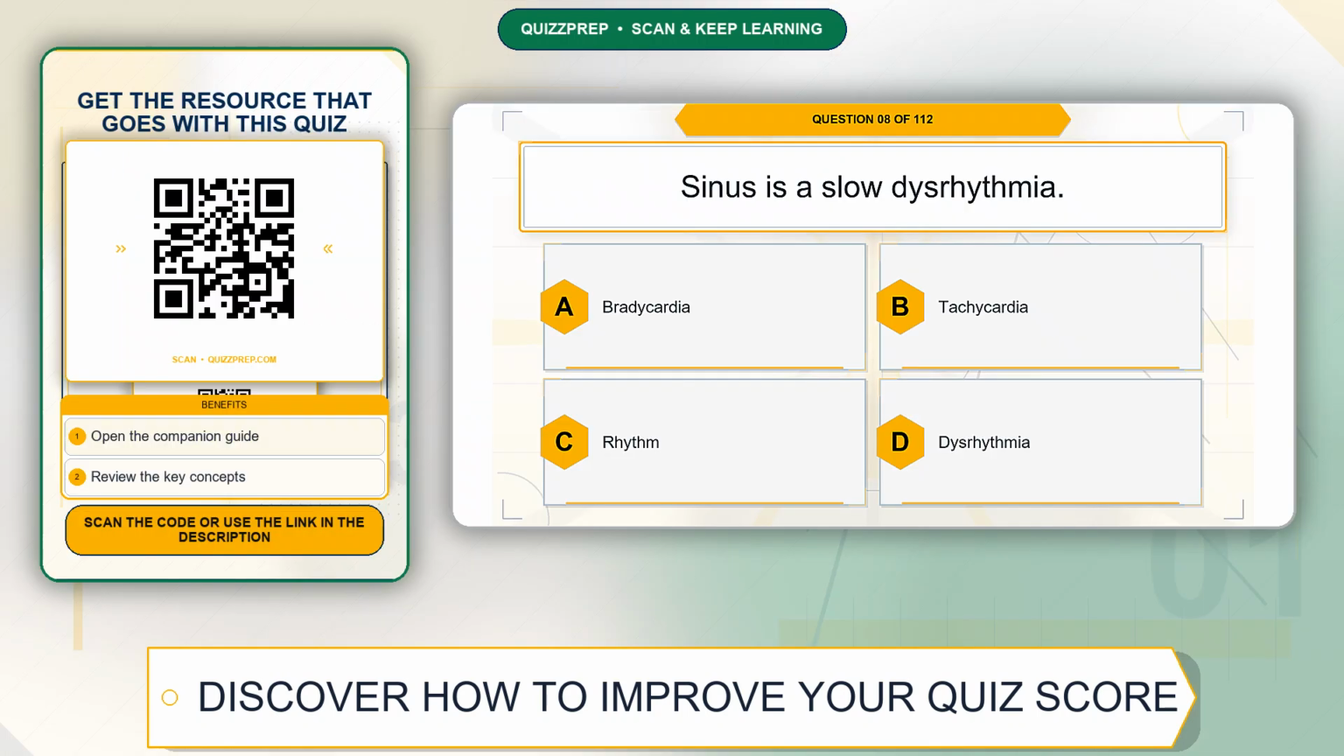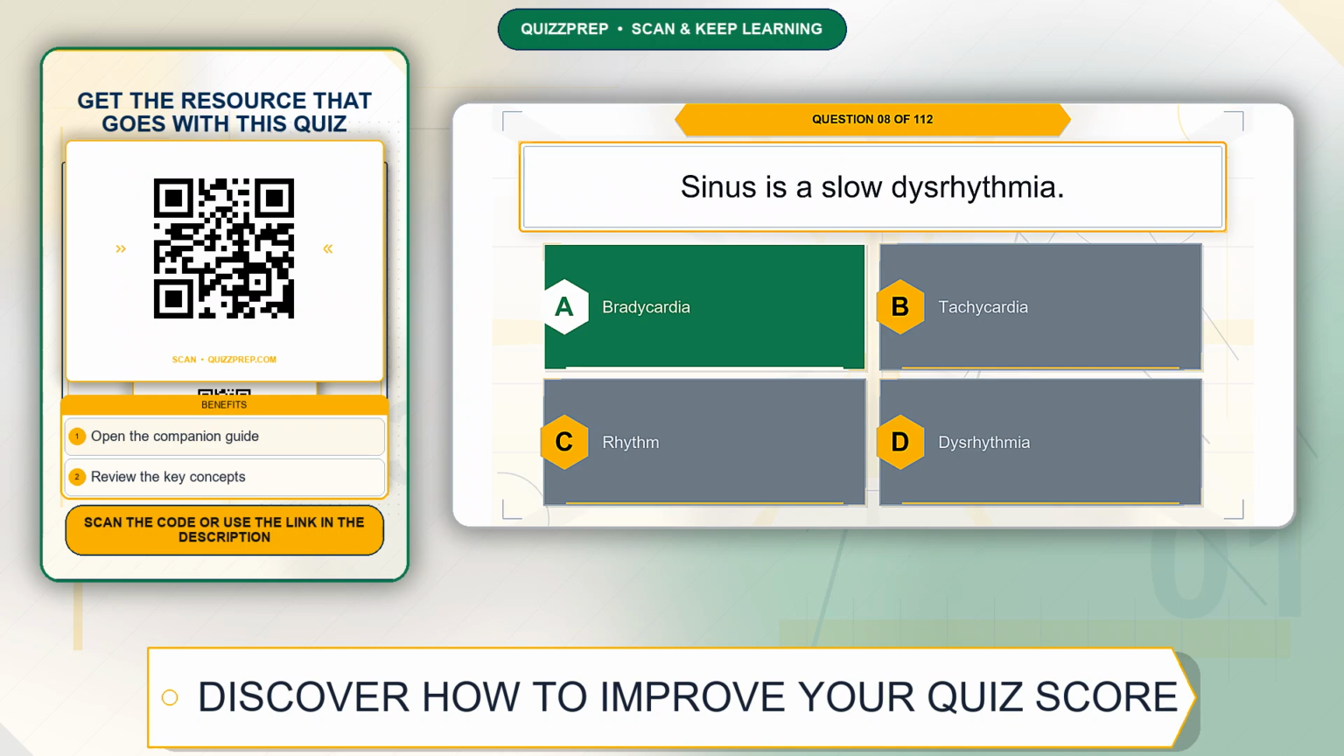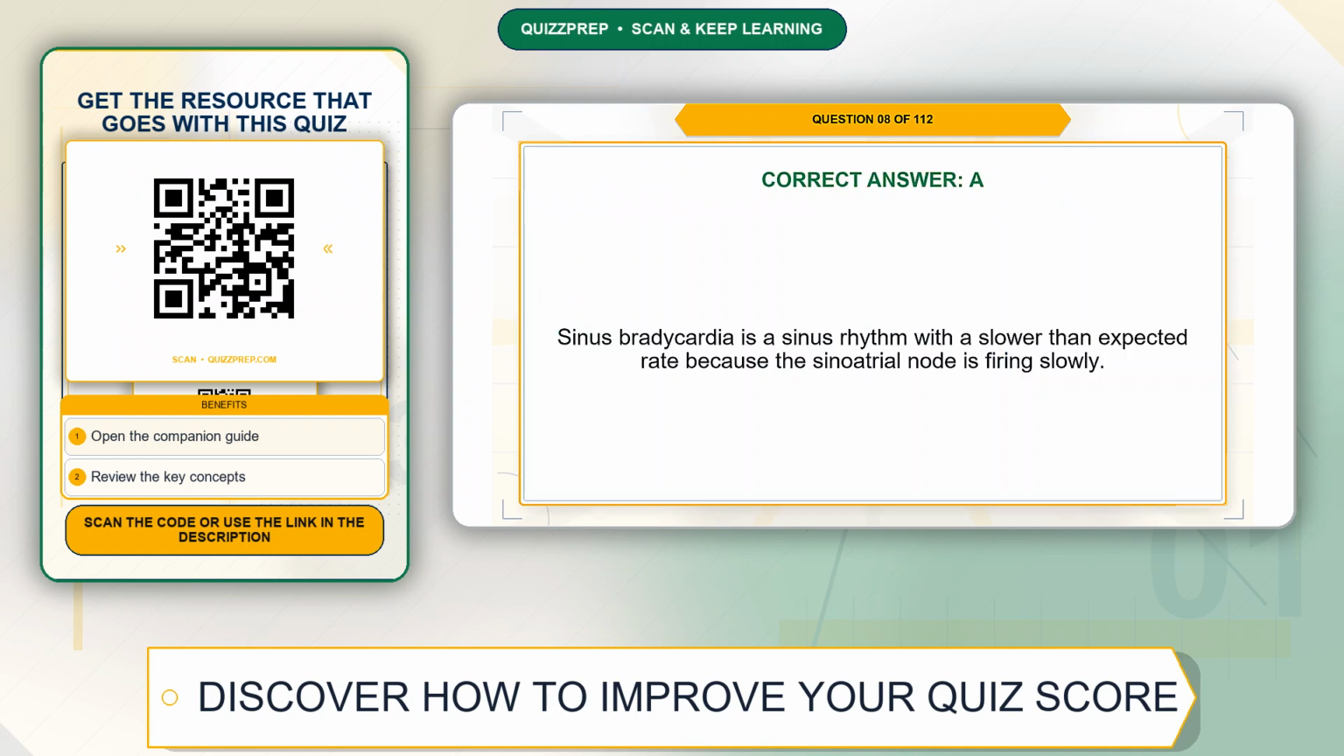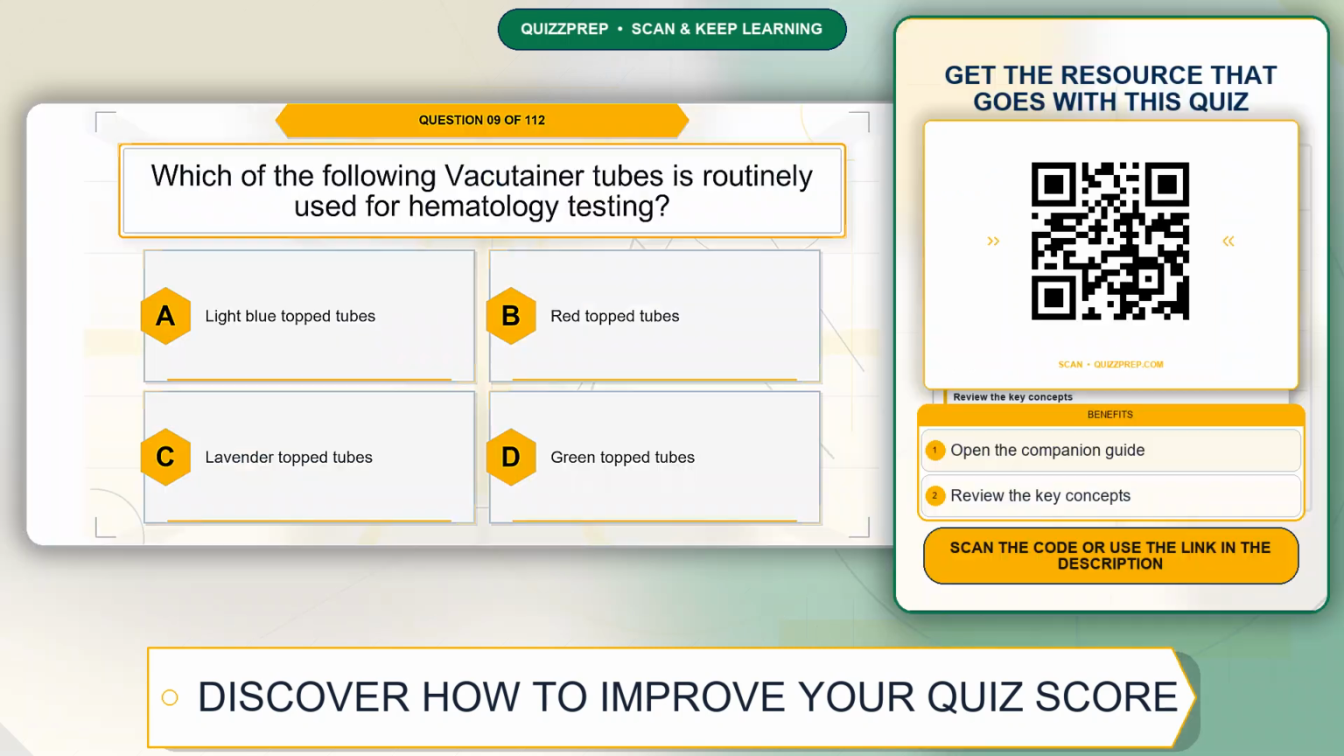Question 8. Sinus is a slow dysrhythmia. Option A, Bradycardia. Option B, Tachycardia. Option C, Rhythm. Option D, Dysrhythmia. The correct answer is Option A, Bradycardia. Explanation. Sinus bradycardia is a sinus rhythm with a slower than expected rate because the sinoatrial node is firing slowly.